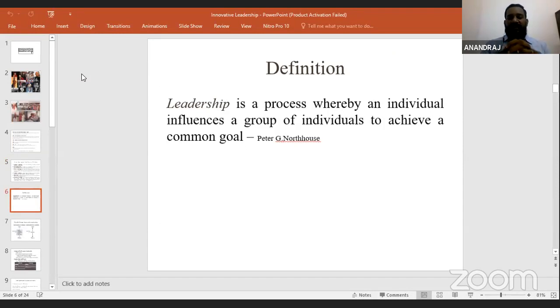Now this is the definition given by Peter G. Northouse. He has given the definition, and I can pick out the components from this definition. There are four different components that we can identify from this definition. One is called process, another is called influence, the third is called group, and the fourth is called goal. As I said initially, leadership is, that was a statement, and everybody gave the correct answer.